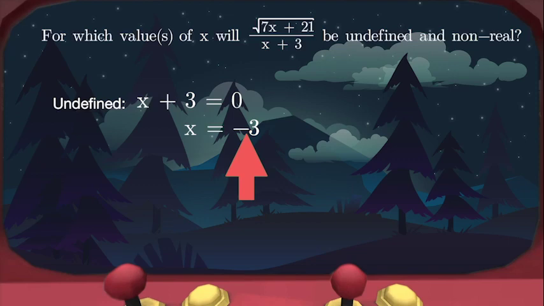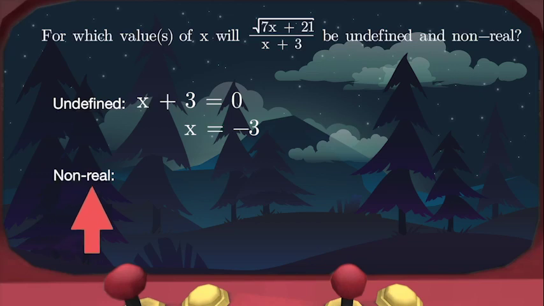So let's have a look. Instead of the x, we put the minus 3. Minus 3 plus 3 is 0, and we cannot divide by 0, so our expression is undefined. Okay, excellent. Now, how about when will this expression be non-real?